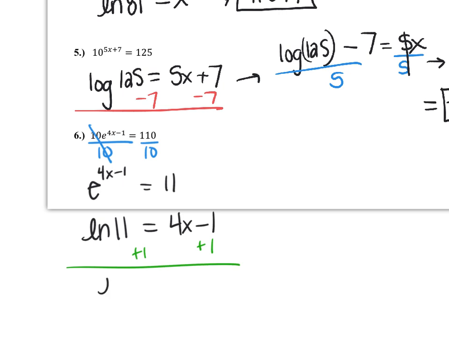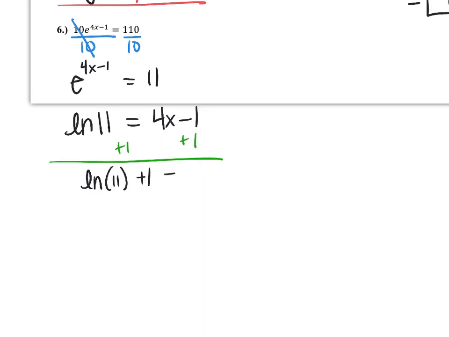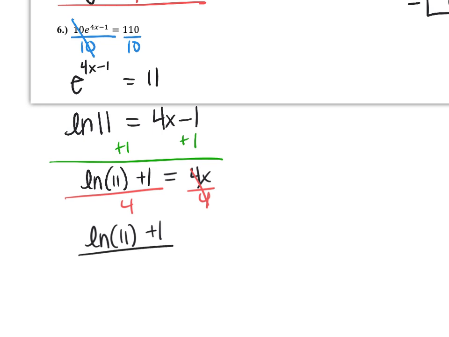So we get the natural log of 11. We can't just add 1 to 11 because it's outside of our argument. Equals 4x, divide by 4, divide by 4. And then into our calculator, we're going to put the natural log of 11. Then we'll add 1, then we'll divide by 4 to get x. So natural log of 11 plus 1 divided by 4 equals, go out 3 places, 0.849.